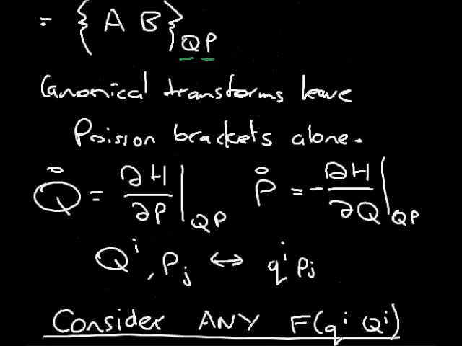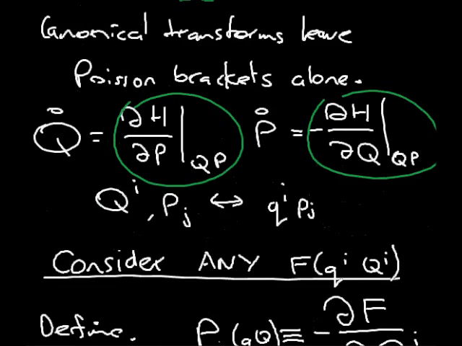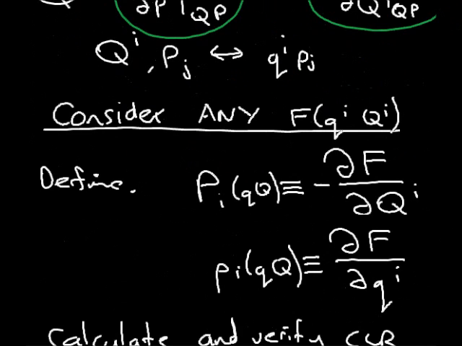The time evolution of our new q's and p's follows exactly the same rules as our old variables. The time derivative of q, which is this expression in our old variables, simply becomes dH/dp in our new variables, and likewise p evolves as negative dH/dq. So it's all well and good that we have a definition of a canonical transform, but how do we go about finding them?